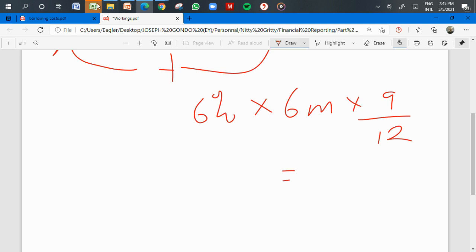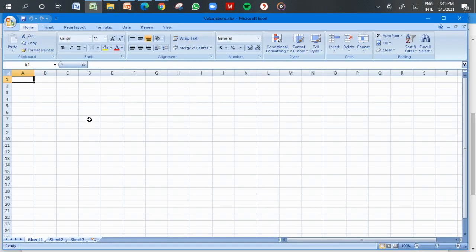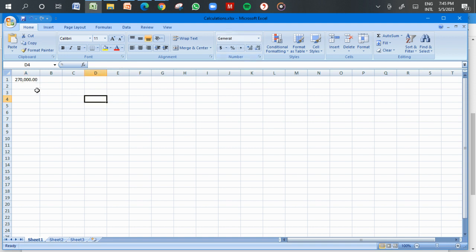Okay, so if we come here, we are going to say it is equal to our 6 million multiplied by our 6%, then multiplied by our 9 over 12. Our answer will be 270. So this is the borrowing cost that we are going to capitalize. Borrowing cost to capitalize.